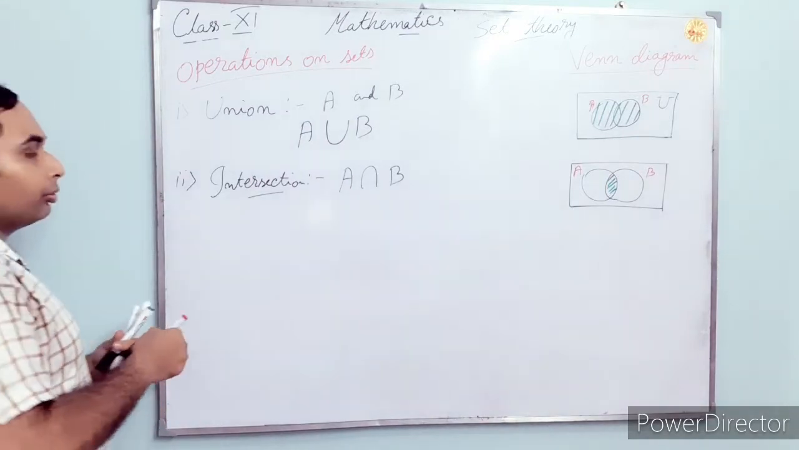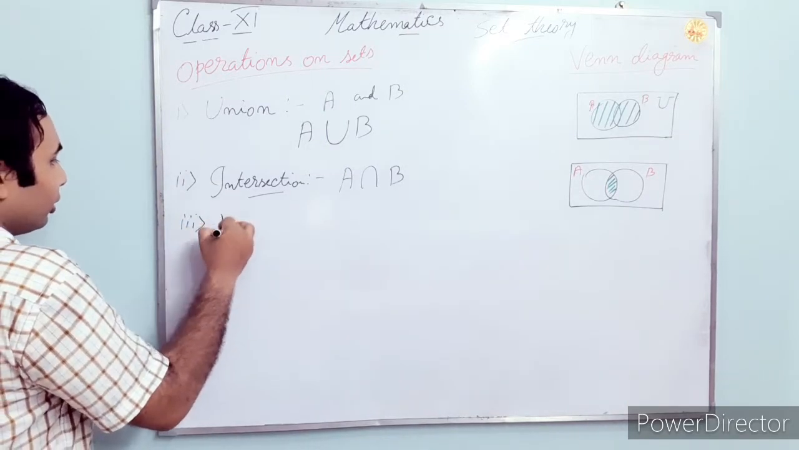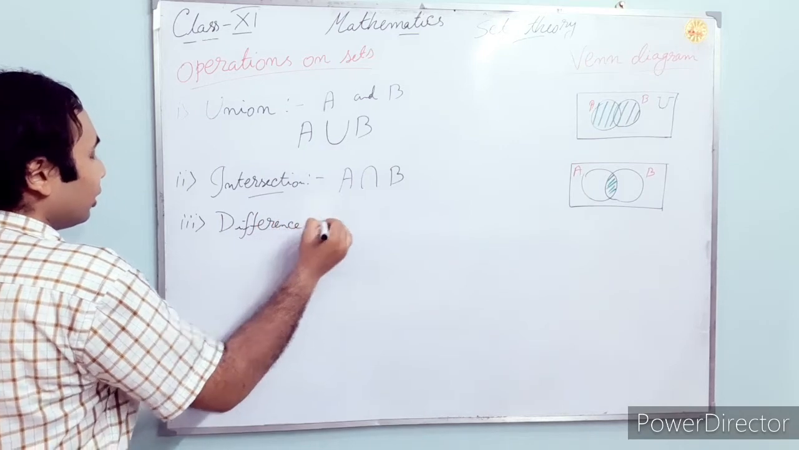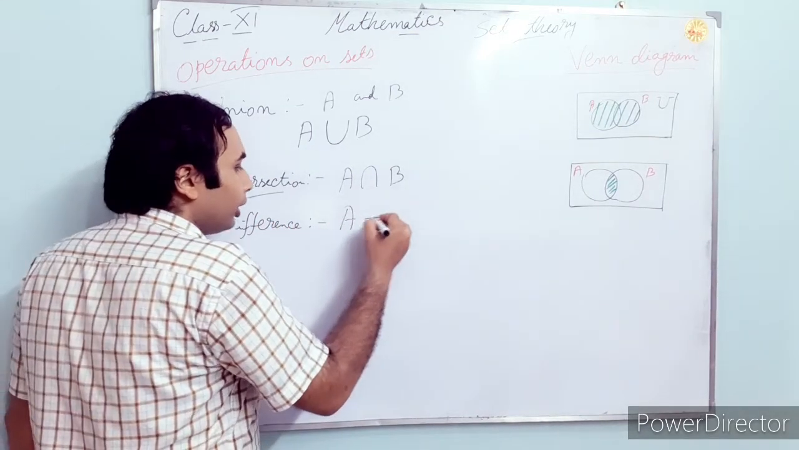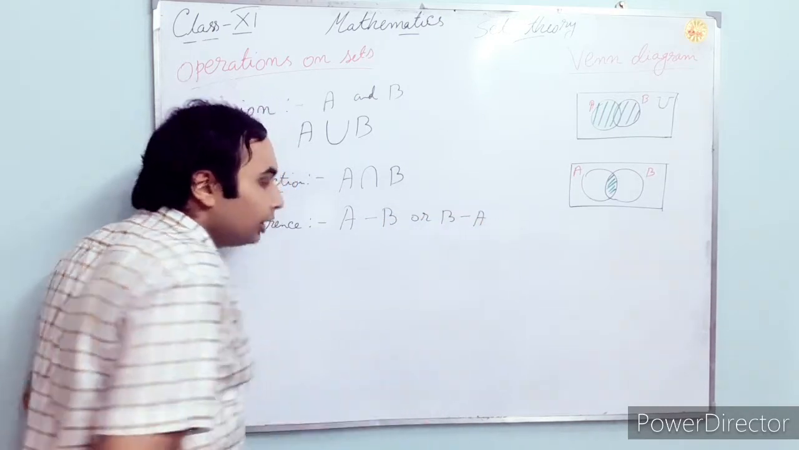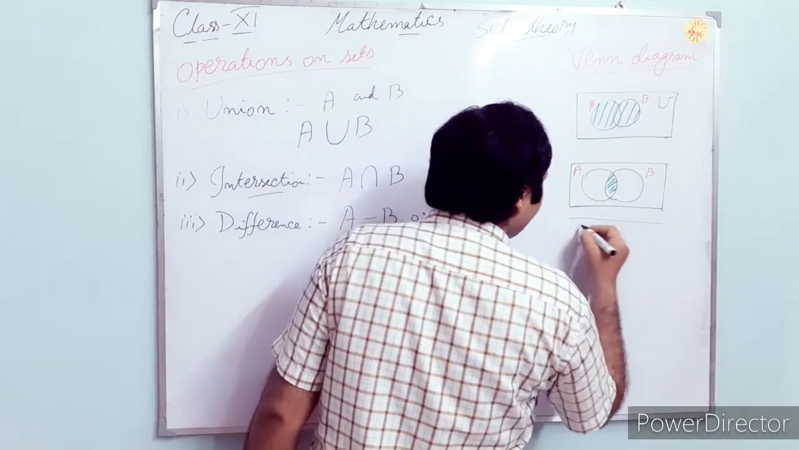Okay. Now the difference. Number 3. The difference of those two sets. It can be denoted as A minus B or B minus A. In the Venn diagram I am showing you what the difference is. Otherwise you cannot understand.